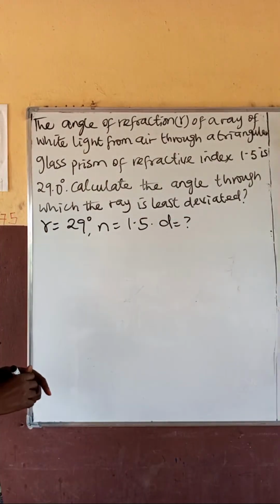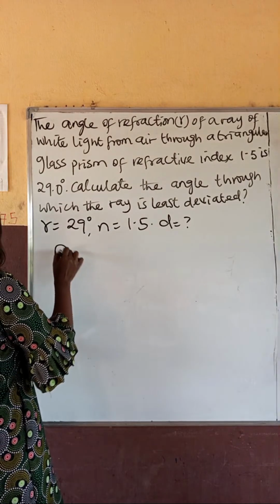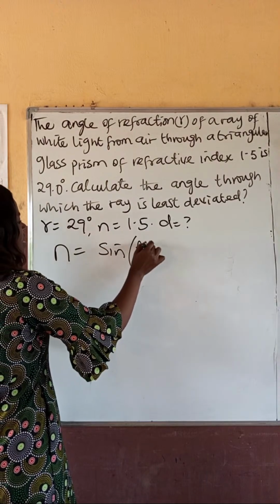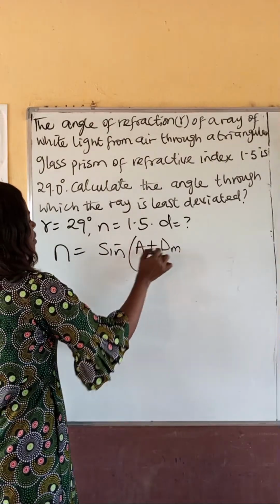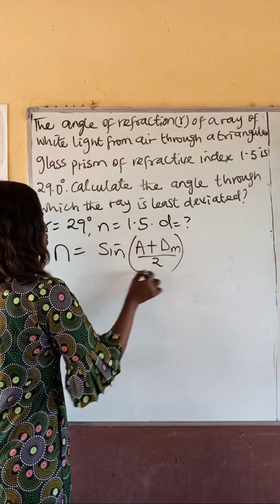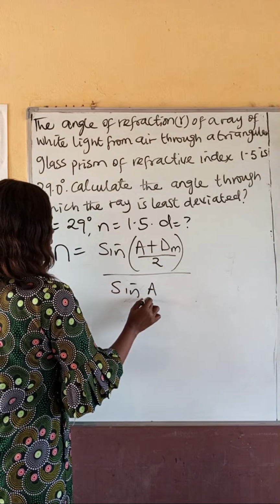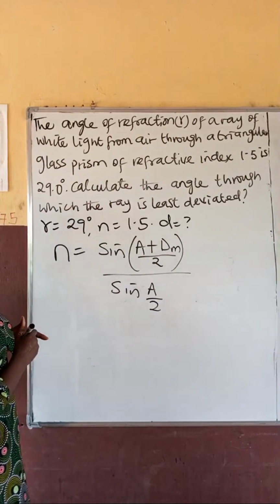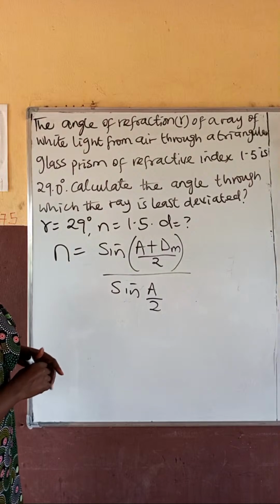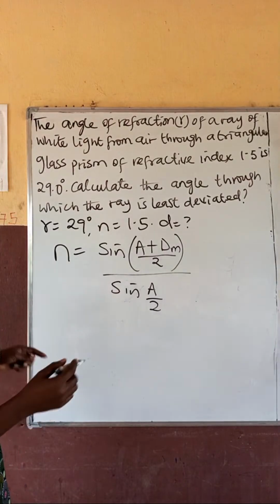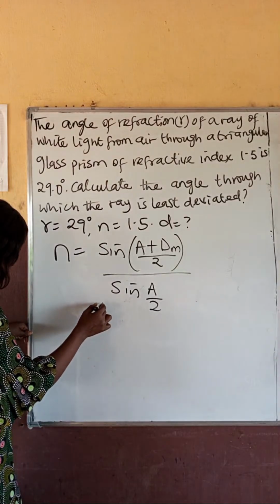Now, how do we get the angle of deviation? Remember our formula that N is equal to sine of (A plus dm) over 2 divided by sine A over 2, right? But we don't even have our A. But if you go back to our diagram, let me do a small illustration again.